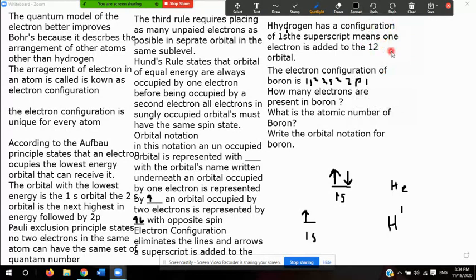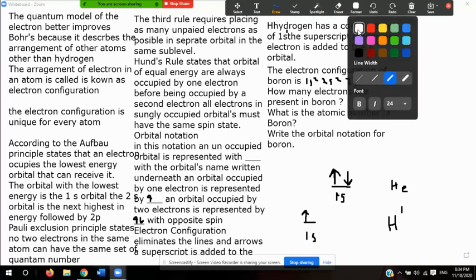So let's see if I can erase that. The 1s orbital. So basically what this is saying, let's see if I can erase that. And instead of writing 12, write 1s. I apologize for this. Okay, let's see if I can do it now.